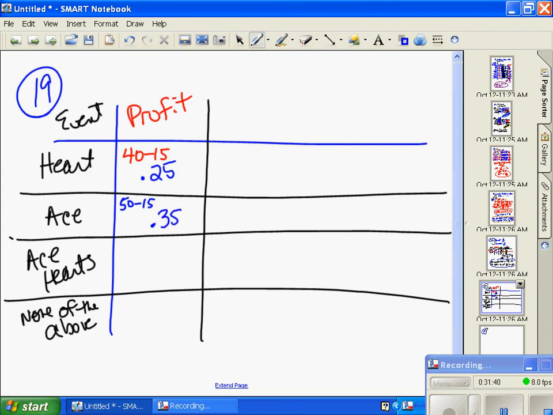Ace of hearts gets the most money. I get 90 cents. And I got to think about that. Subtract 15 cents of what I paid to play the game. So I'm going to get 75 cents for my profit. Everything else, if I don't get one of those special things, I just lose what I paid to play. So I'm losing 15 cents.